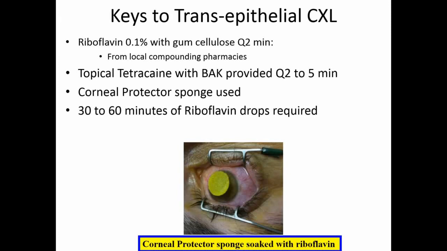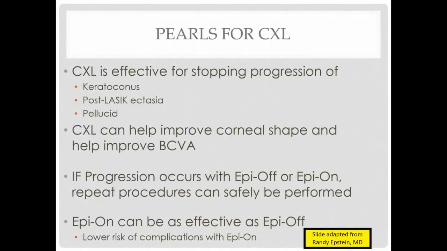Again, we talked about the keys to transepithelial cross-linking, and I think the pros overall is that it's effective for stopping progression of keratoconus, post-LASIK ectasia, and pellucid marginal degeneration. We can expect improvement in many patients of corneal shape and help improve best corrected visual acuity. When a progression occurs with epi-off or epi-on, repeat procedures can safely be performed, and you can stay with the same modality. So if you're an epi-off surgeon, you can just repeat epi-off, and if you're epi-on, just repeat epi-on.